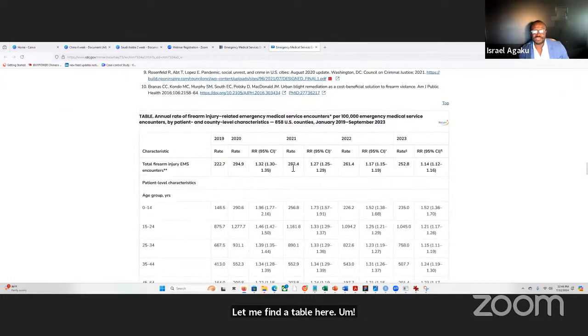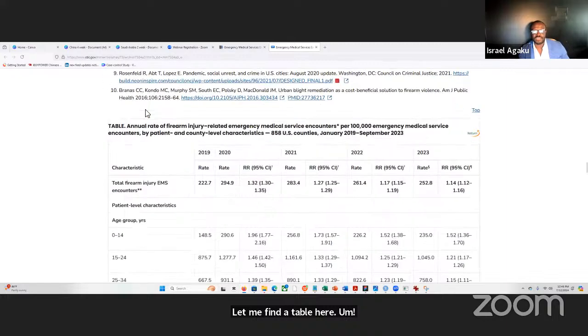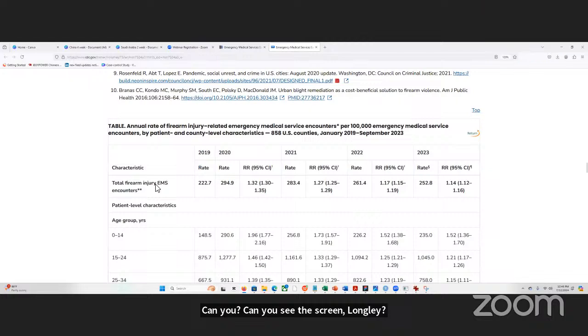Okay, let's see. Can you see the screen, Lungile? Yes, anybody? Okay, already.